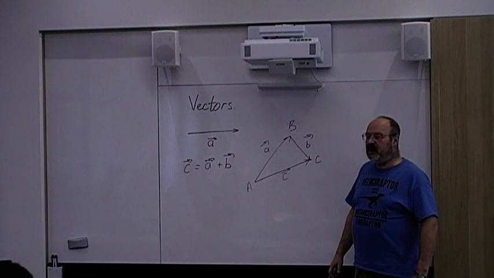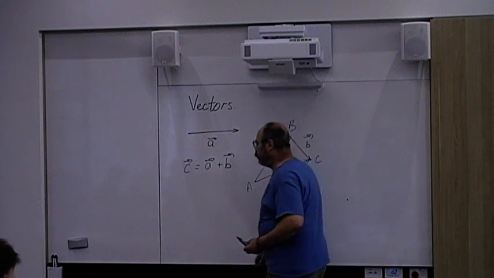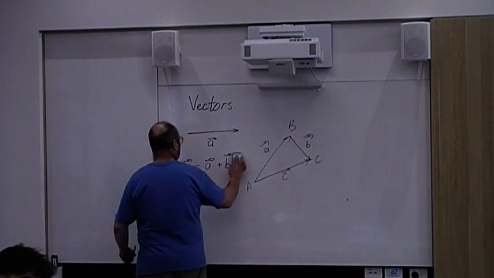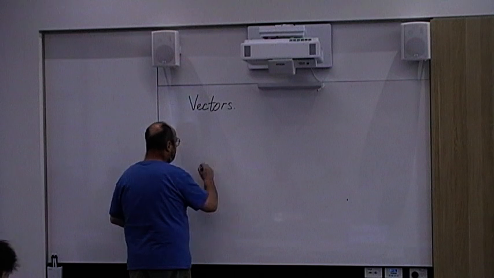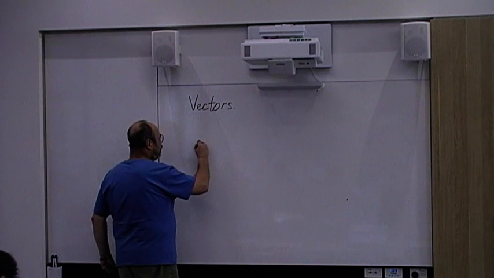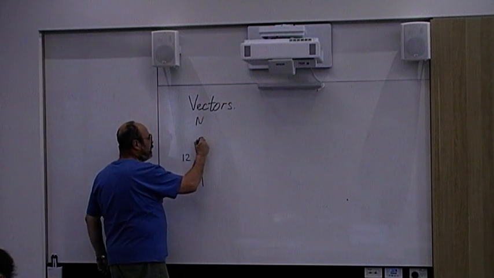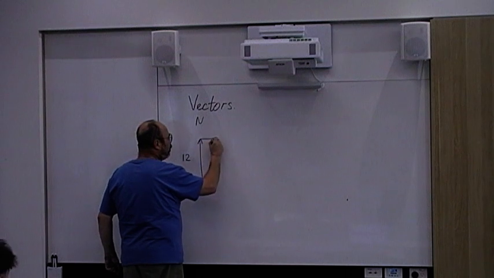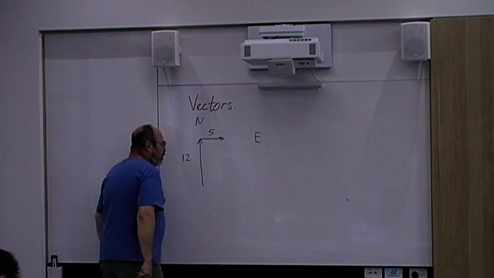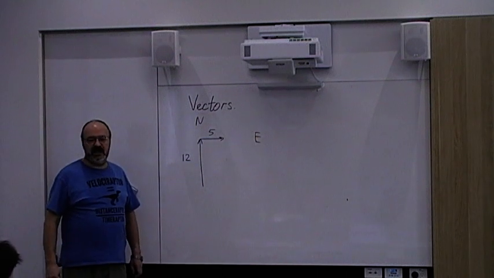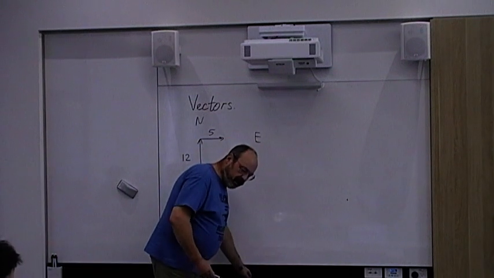Now, let's consider the next situation. Let's say you walk 12 meters north, and then you turn at a right angle and you walk 5 meters east. What is your total displacement? The displacement will be the sum of these two vectors.